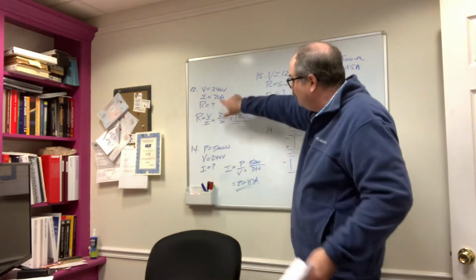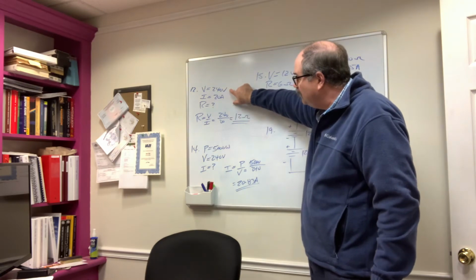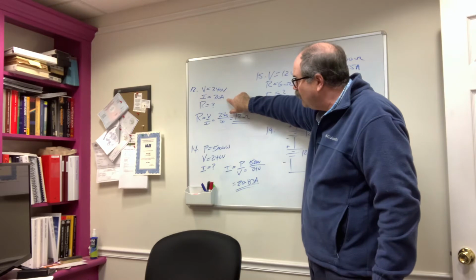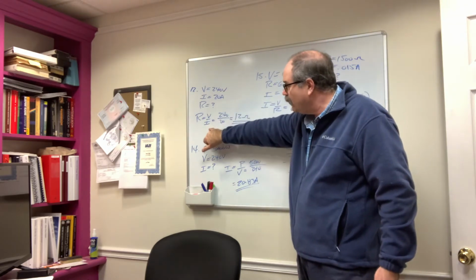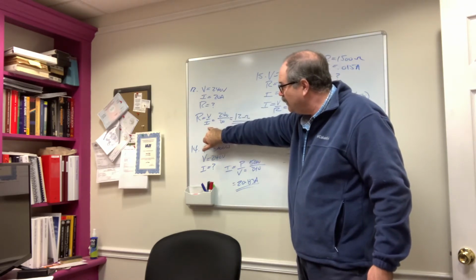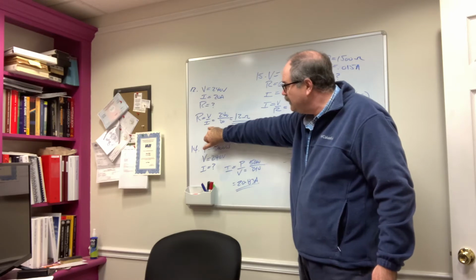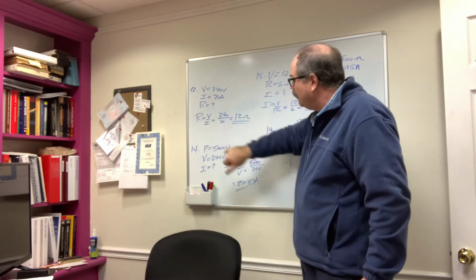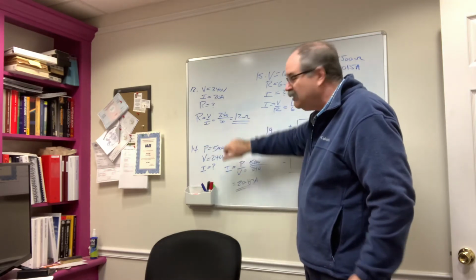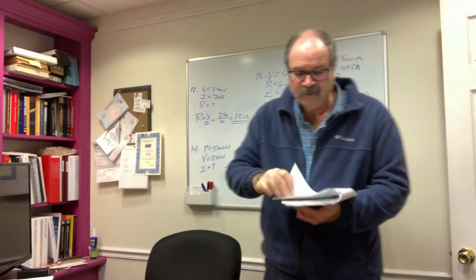Question 12. A 240 volt circuit has a current flow of 20 amps. Calculate the resistance in the circuit. So again, always write down what is specified in the problem. Voltage is 240, current is 20 amps. So using Ohm's law, resistance R is equal to voltage V divided by the current I. Plug the numbers in and we get a resistance of 12 ohms.